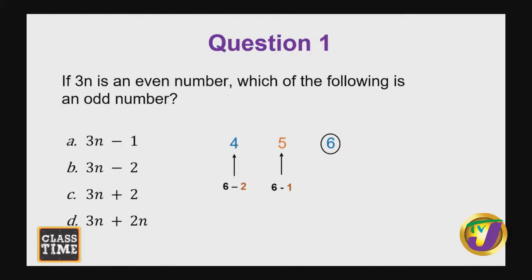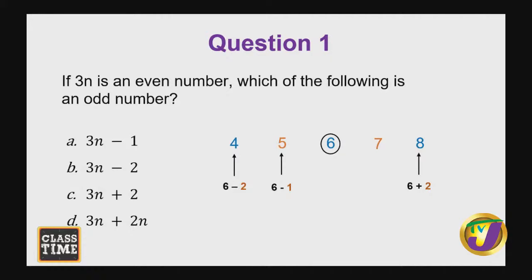Remember, my 3n is 6. When I subtract 2, that's going to give me 4. That's an even number. So definitely can't work. Next one is 3n plus 2. My 3n is 6. 6 plus 2, that's 8. And that is resulting in an even number. So C is definitely out.